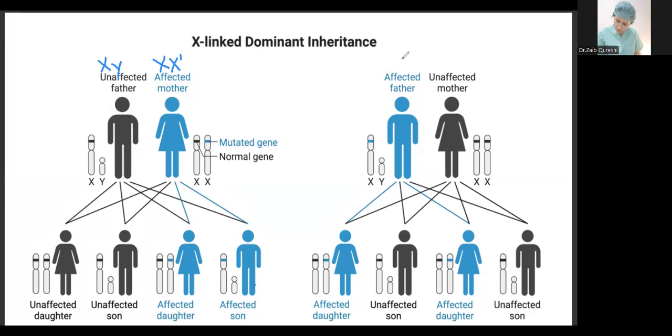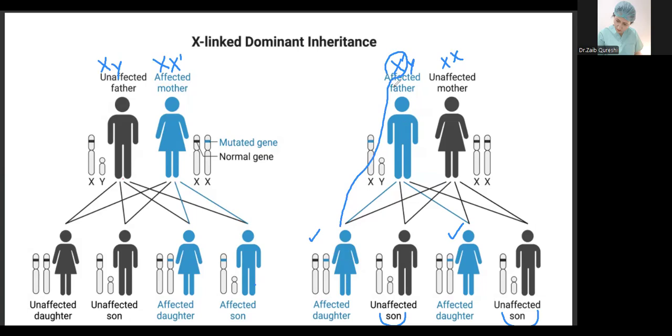Then guys, when the father has this affected X chromosome and the mother is healthy, then this will be the situation. Mother is healthy. When the mother is healthy and she is giving this X chromosome exclusively to the sons, and both of the chromosomes of the mother are healthy, all the sons will be healthy, unaffected, will not show the disease. But the daughters will show the disease because they are getting this mutated X chromosome from the father.